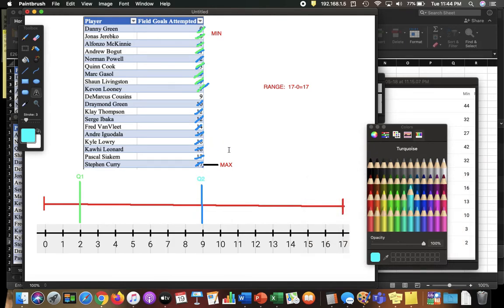Same thing. Now let's figure out where Q3 is. Q3, cross out the smallest, cross out the biggest, repeating until one remains. Andre Iguodala with 15 is going to be Q3. Let me draw a line by 15. Now I'm going to connect the box. And I'm going to label that Q3.